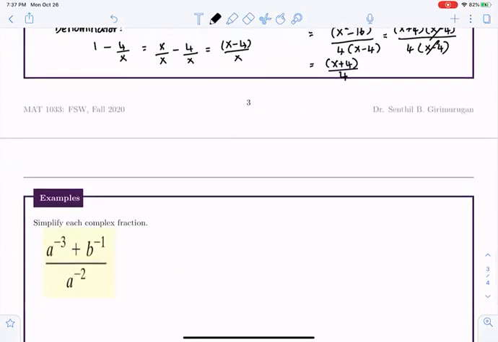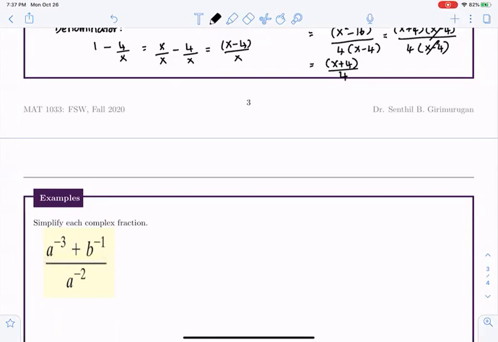So what we have in this complex fraction is nothing different from what we had previously. Only here we have negative exponents. We have a raised negative 3 plus b raised negative 1 divided by a raised negative 2. The objective here is to write them as fractions so that the entire thing would look like every single problem or something similar to what we have done earlier.